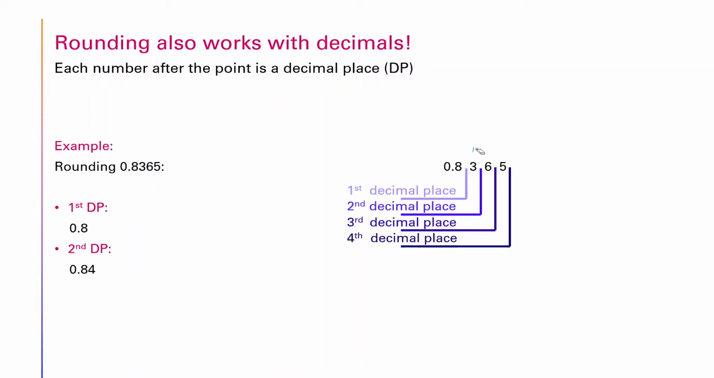Now third decimal place. We know that the third decimal place is a 6. So 6 would be the number we are rounding. The number to the right of 6 is a 5, and we know that numbers 5 to 9 are rounded up. So our answer would be 0.837 as we round 6 to a 7.